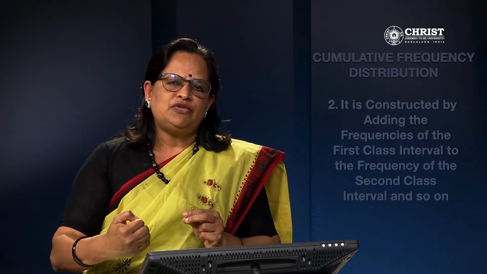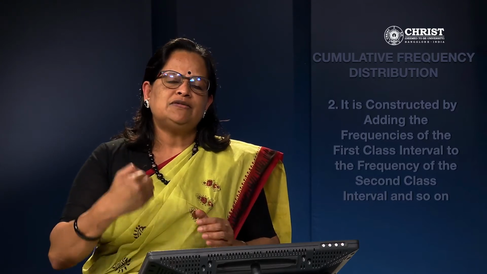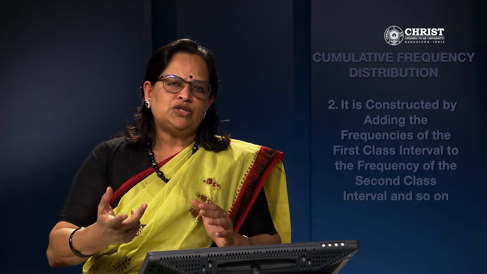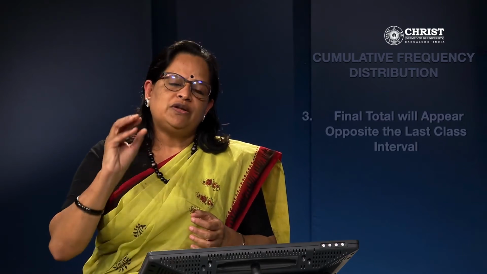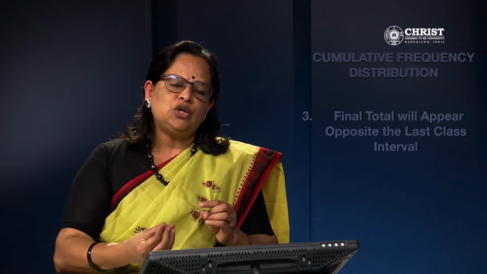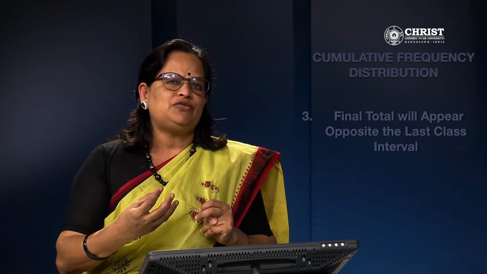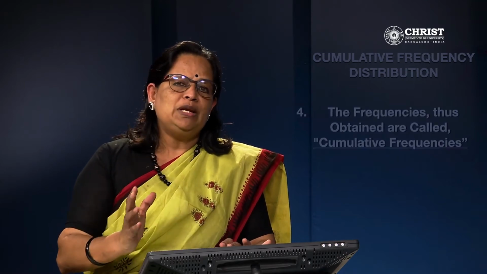That is the second point. It is constructed by adding the frequency of the first class interval to the frequency of the second class interval and so on. See, there are two ways of representing cumulative frequency distribution. The final total will appear against the last class interval. I am going to explain with one problem how we do less than cumulative frequency and more than cumulative frequency distribution. So the frequencies thus obtained are called cumulative frequencies.